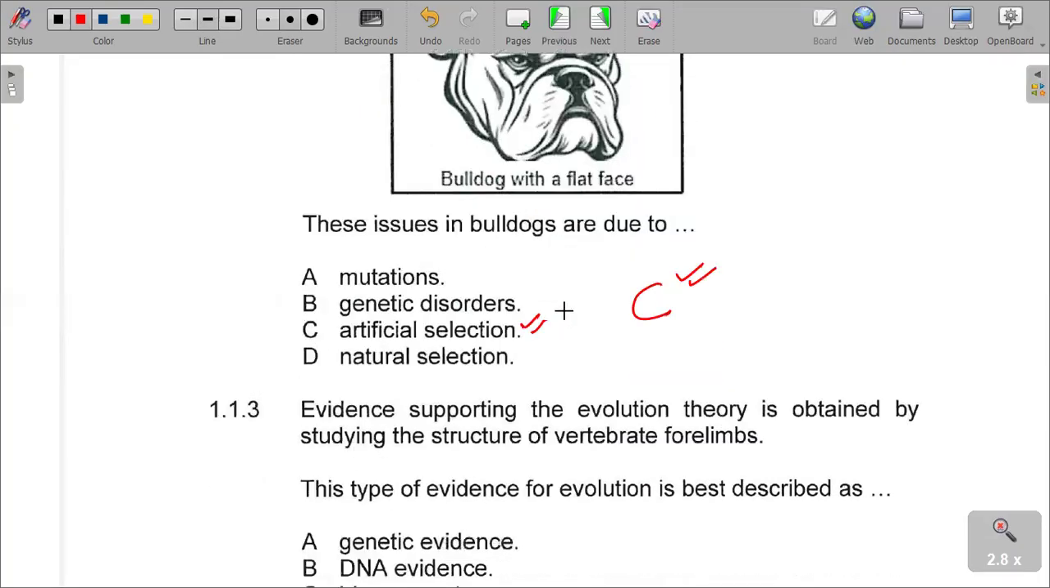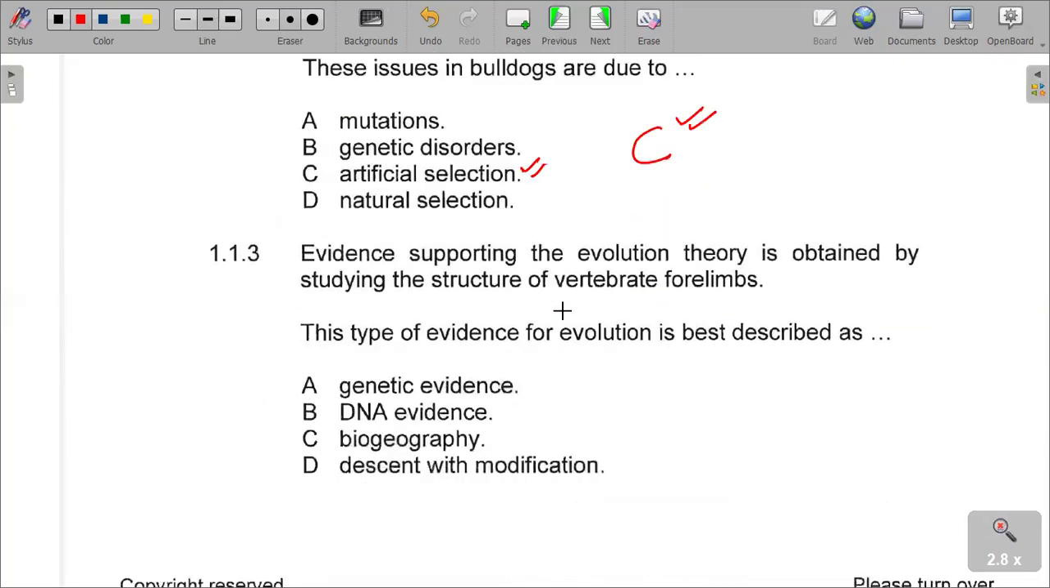So please note that this is artificial selection, where men are selecting specific features or specific characteristics. Evidence supporting the evolution theory is obtained by studying the structure of vertebrates' limbs, forelimbs.